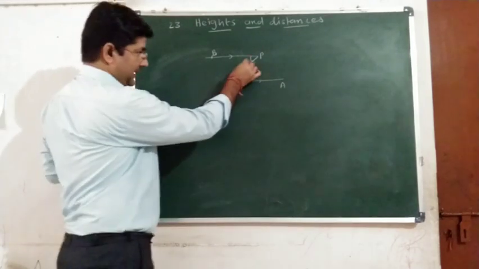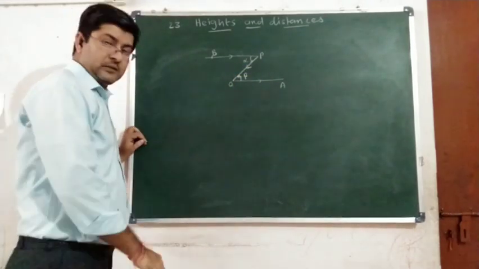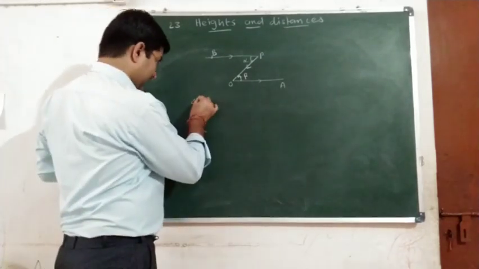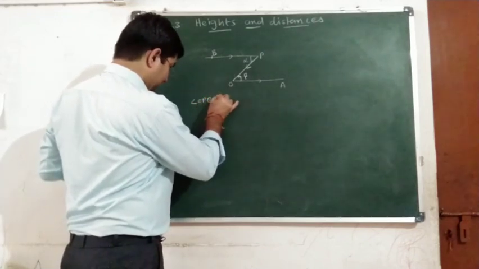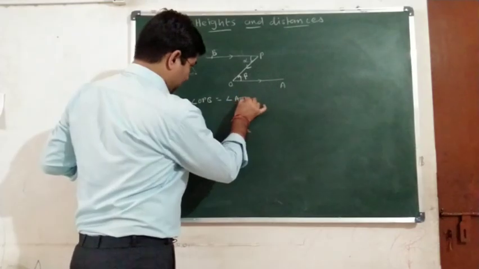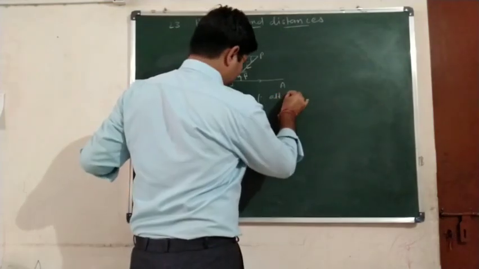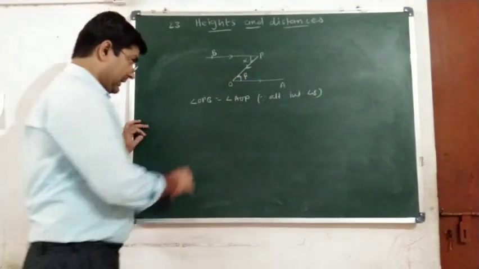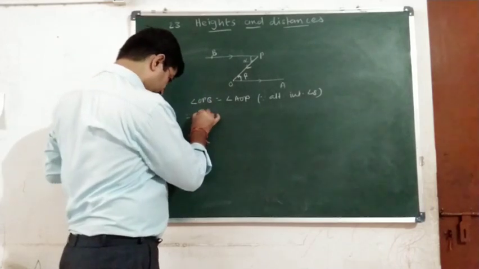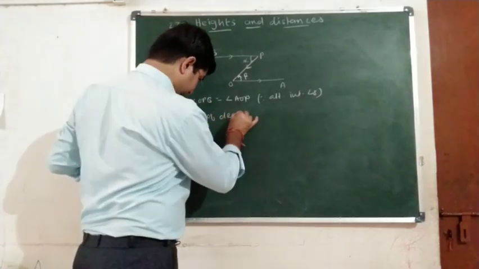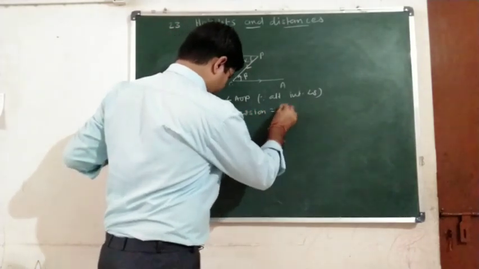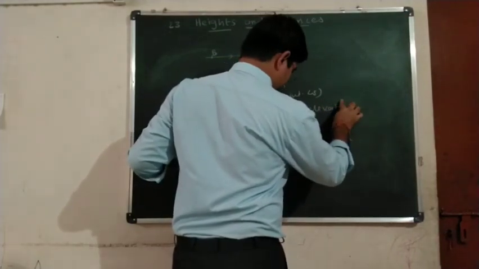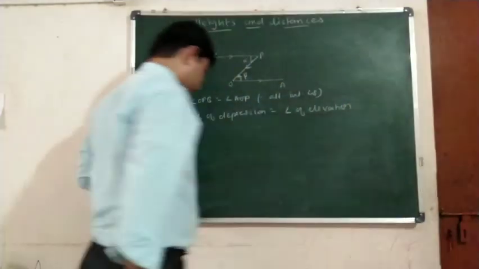Now obviously we know that alpha and beta represent a pair of alternate interior angles. Yes or no? So here angle OPB is equal to angle AOP. They are equal since alternate interior angles are always equal in measure, and therefore we will write down that angle of depression is equal to angle of elevation. So you will remember this fact.